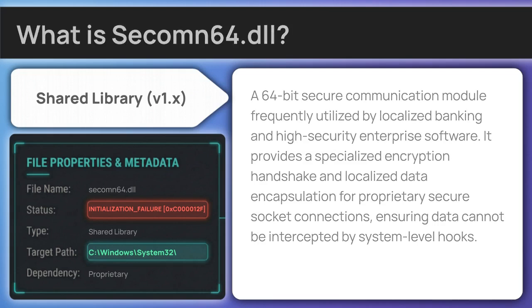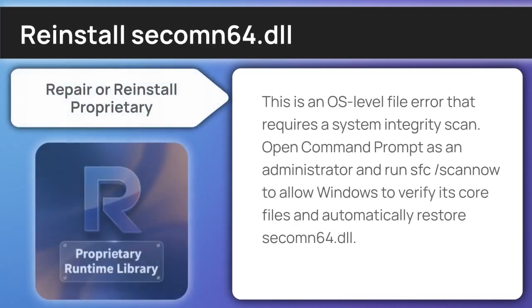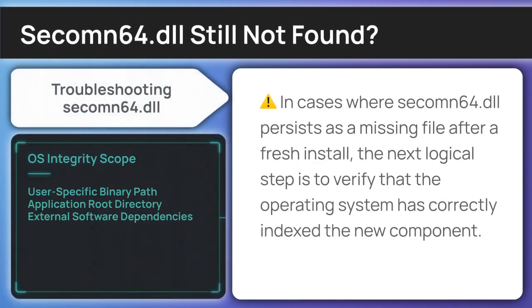Now let's look at replacing it. This is an OS-level file error that requires a system integrity scan. Open Command Prompt as an administrator and run sfc /scannow to allow Windows to verify its core files and automatically restore secomn64.dll. If the installer was unable to bridge the gap, we will move to phase 2 of our diagnostic to refresh the system's memory.